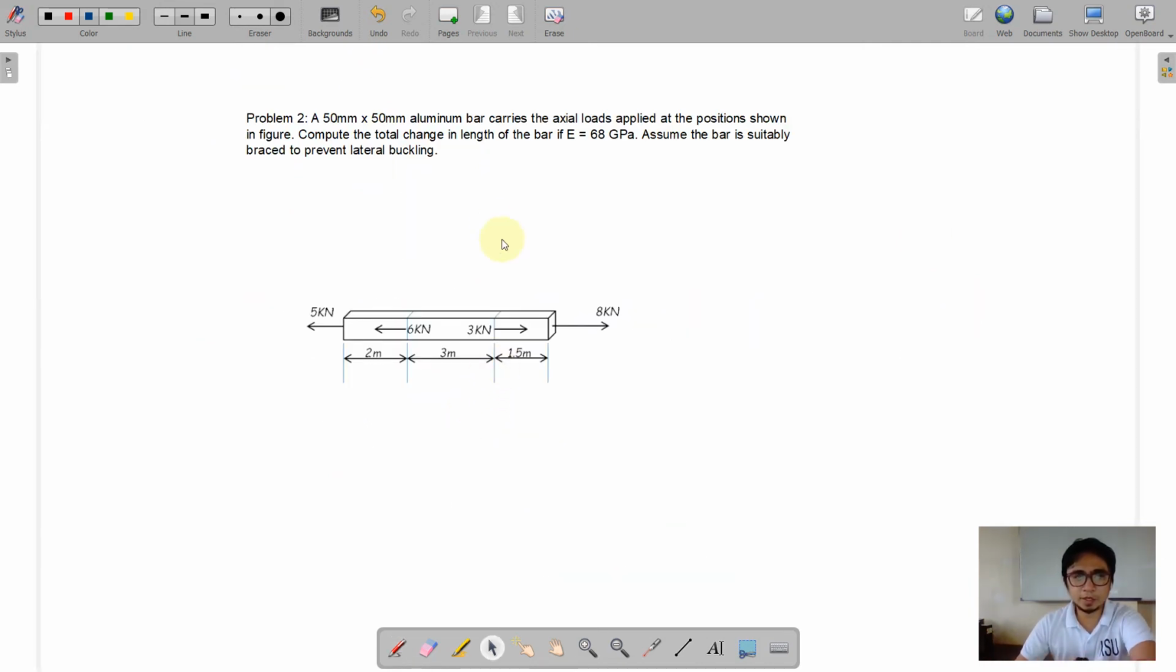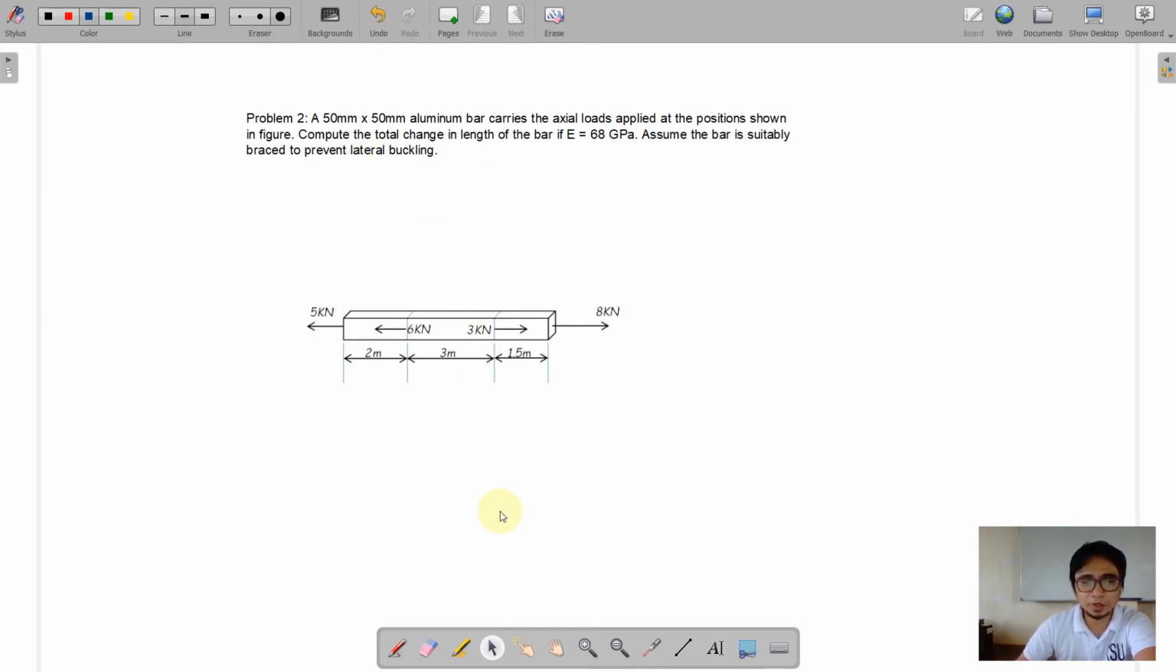Okay, for the second problem, we have here an aluminum bar. Of course, again, this is homogeneous, only aluminum, there is no other material. And the cross section is 50 millimeter by 50 millimeter all throughout the length. So again, we have a homogeneous one. So compute the total change in length of the bar if our E is equal to 68 gigapascal. Assume the bar is suitably braced to prevent lateral buckling.